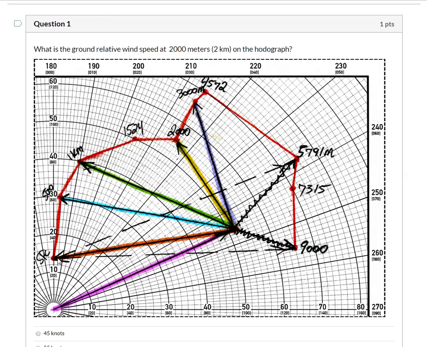Bulk shear vector, surface to 5791 bulk shear vector. This dashed bold black line right here. Surface to 9,000 meter, 9 kilometer bulk shear vector right here. Storm motion vector, which ends, terminates at the black dot. Okay. The heights are either in kilometers or meters. That's pretty easy to discern what's what.